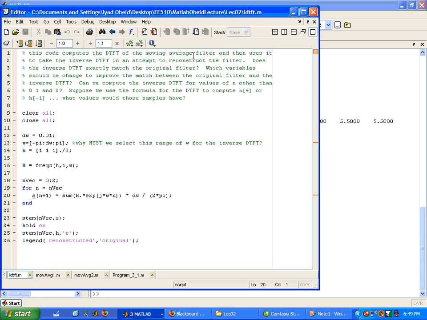So here, let's start with n equals 0 and just plug in the formula. So here's e to the j omega n times H, the DTFT. I'm going to sum it over all the values, so that's like my integral, times d omega divided by 2 pi. All I did is strictly apply the formula. Every time I do that, the first time will give me an estimate for h of 0, and then h of 1, and then h of 2. And I happen to store that in a variable called s. So let's see if it works.